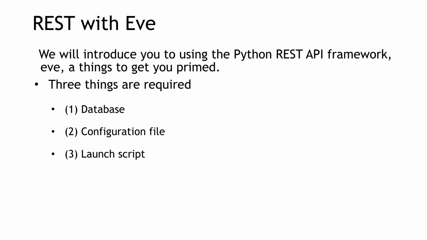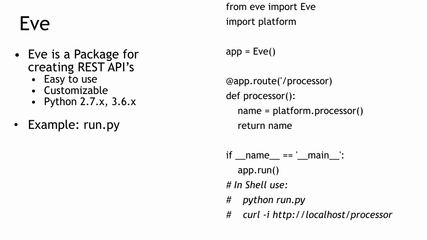What we need in order to do this, we naturally need a database in which we can host the objects. We need a configuration file that allows us to configure the REST service, as well as a launch script that allows us to launch the REST service so that we can connect to it. So let's take a closer look at what we need. We assume that you have Eve installed as a package on your computer. And that's really easy because you can do this with pip install, and you can do this either in Python 2.7 or Python 3.6.